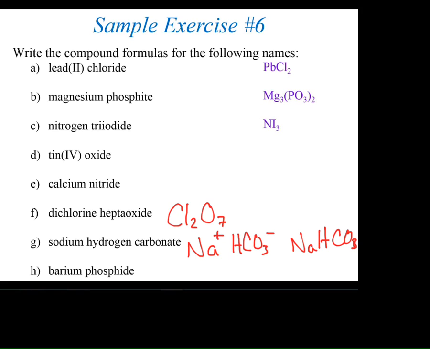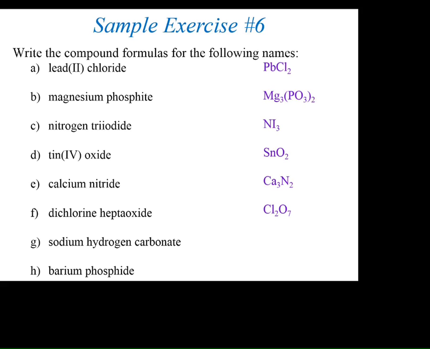Okay, barium, Ba. It's in group 2, so it's 2 plus. Phosphide, -ide again. So that means it's not combined with oxygens. It's just a phosphorus right here. What's the charge going to be on it? 3 negative because it's in group 3. So Ba3P2. Okay. I hope you've been practicing those.